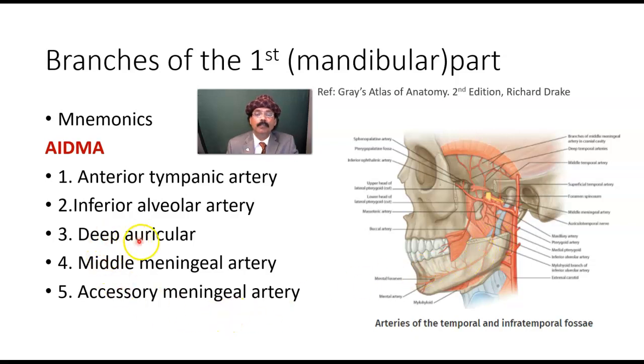Deep auricular branch, which has not been shown here. Then the middle meningeal artery, very important. It enters the cranial cavity through the foramen spinosum. Then we have the accessory meningeal artery, which enters the cranial cavity through the foramen ovale. It usually supplies structures in the infratemporal fossa area.